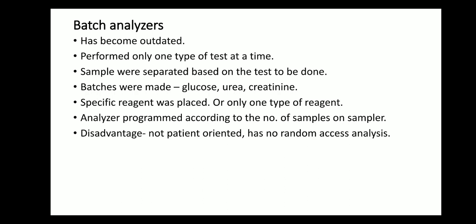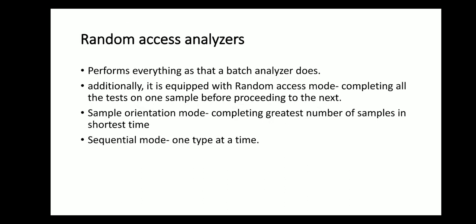So what is random access analysis? A random access analyzer performs the tests sequentially. There is random access mode. What is random access mode? It completes all the tests of one sample before going to the next sample. Okay, so that is random access mode. And sample orientation mode also is there, where completing the greatest number of samples in the shortest time is done. Then sequential mode is there, one type at a time. Okay, then when it finishes, it goes for another type.